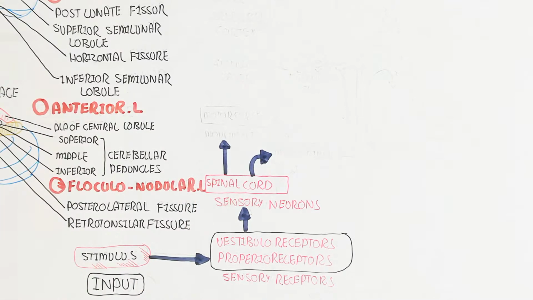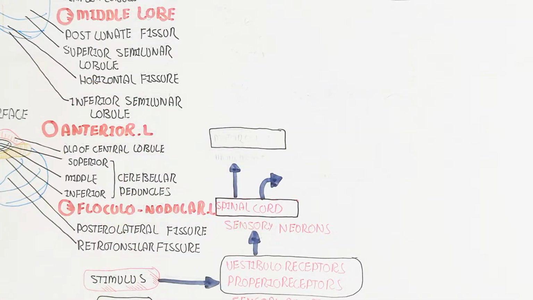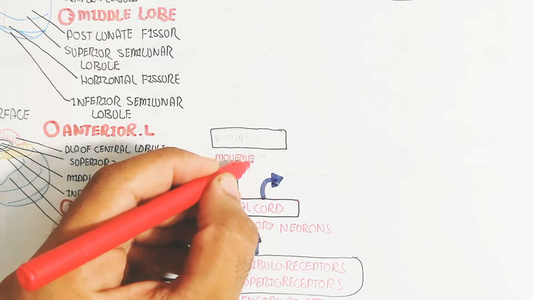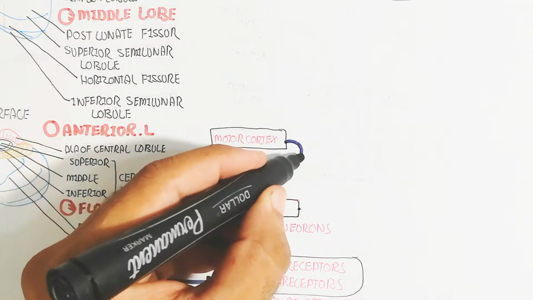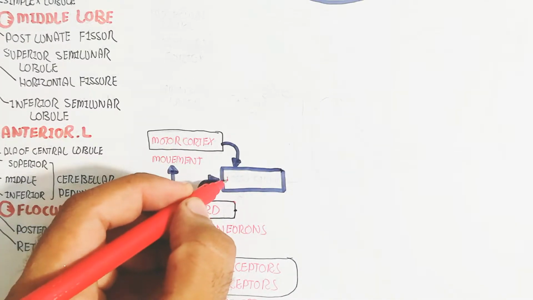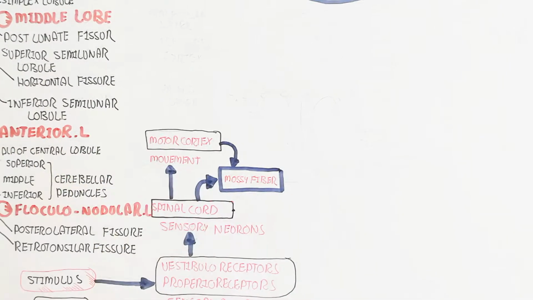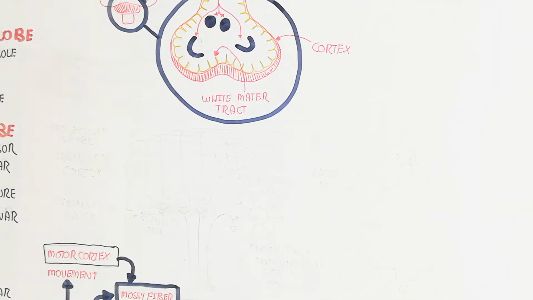In this way, the spinal cord will transmit the signal toward the thalamus, and from the thalamus to the cortex, the cerebrum. After that, the motor cortex will receive the signal for processing through interneurons and will transmit the signal to the mossy fiber, as well as the spinal cord itself transmitting the signal to the mossy fiber.